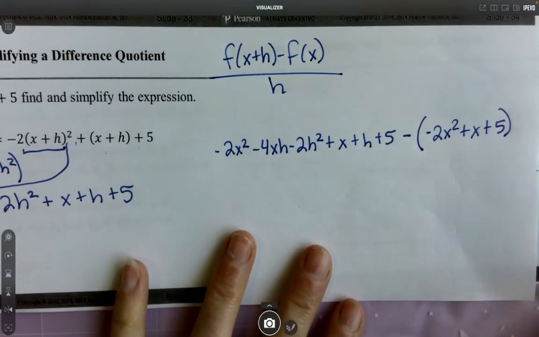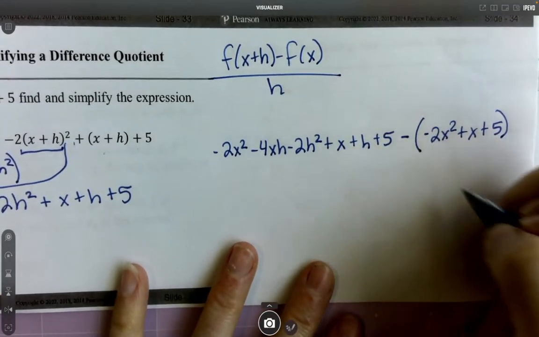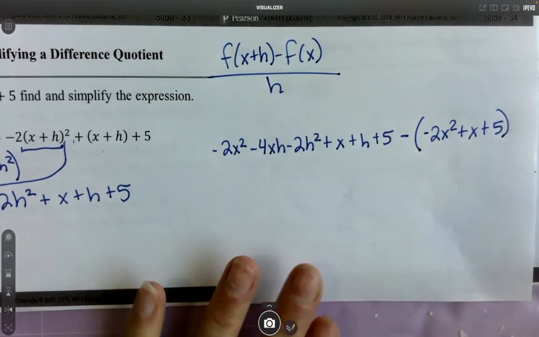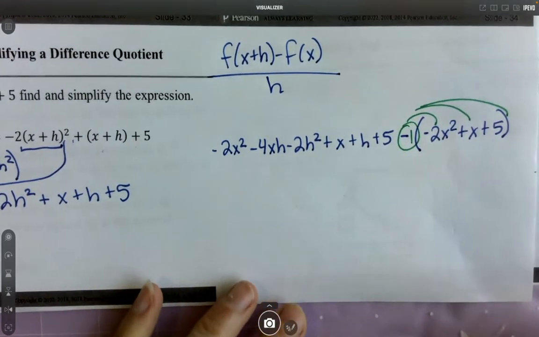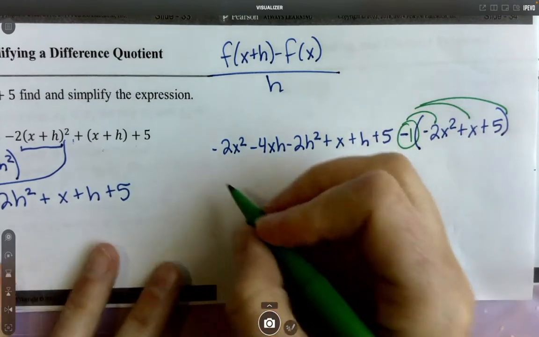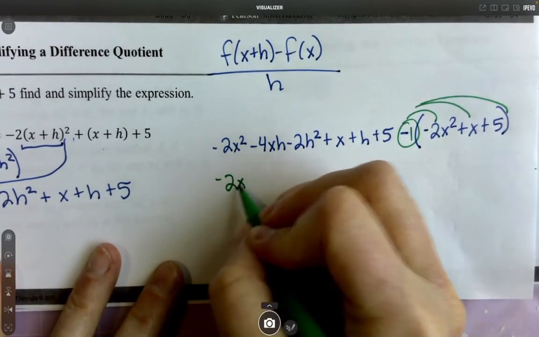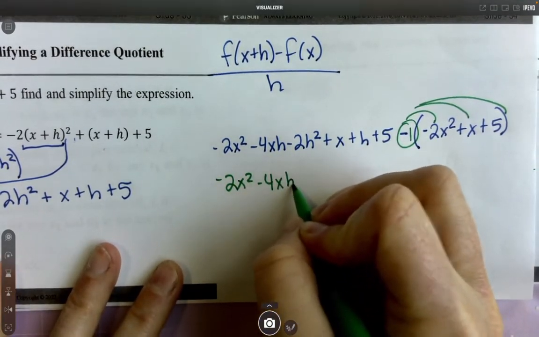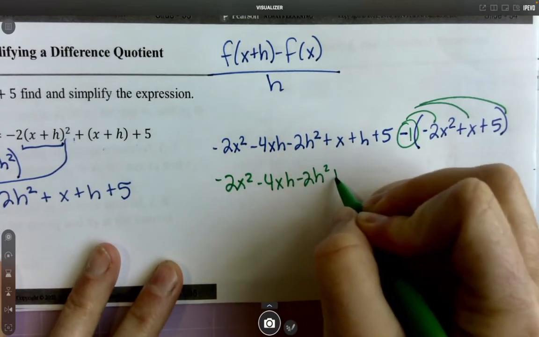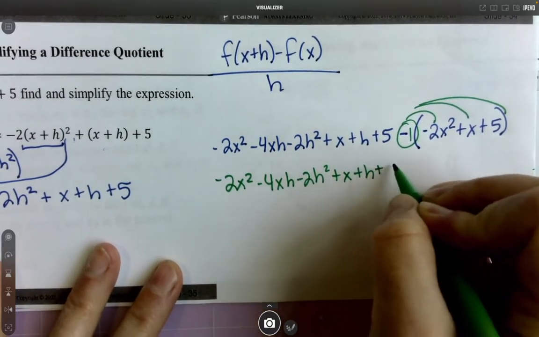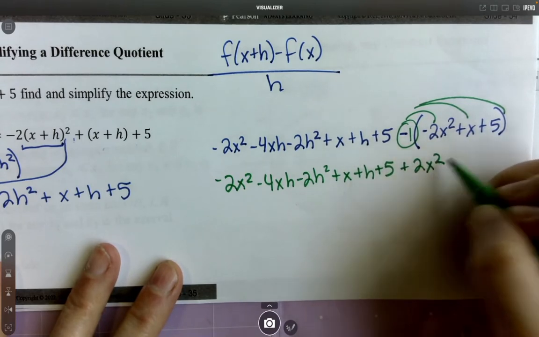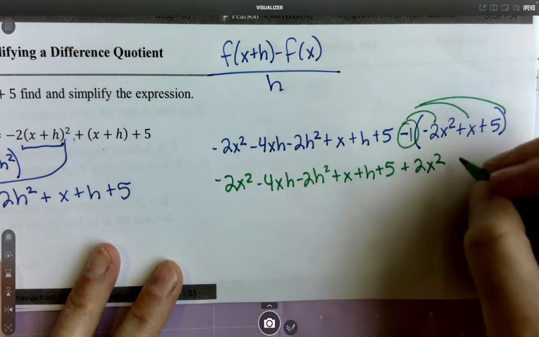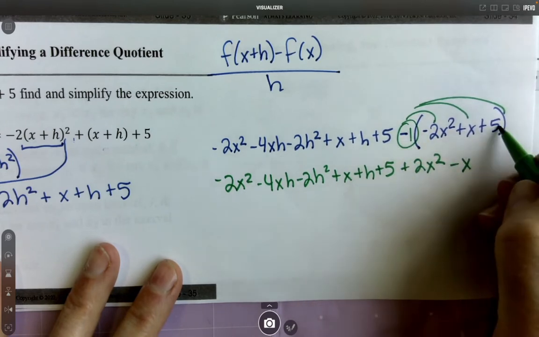Okay, so I had to put this in parentheses because I'm subtracting the whole thing. Whenever you do that, you can keep-change-change, or go in and distribute a negative 1. So I'm going to rewrite it: negative 2x squared minus 4xh minus 2h squared plus x plus h plus 5. Then negative times negative becomes positive 2x squared. Negative 1 times x is a negative x. Negative 1 times 5 is a negative 5.